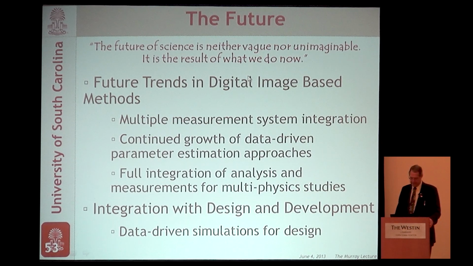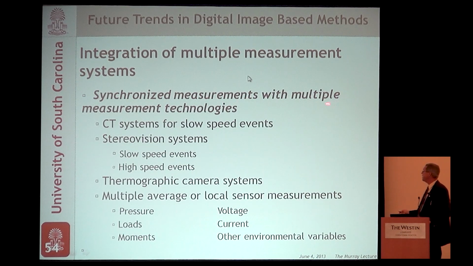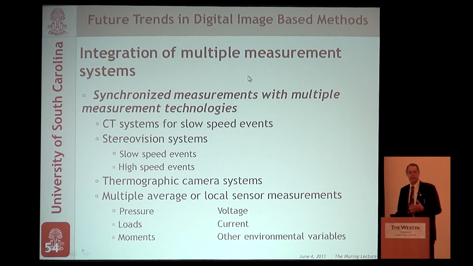Let's talk a little bit more about that. The design and development I'll come back to, that's at the very end. First, integration of multiple measurement systems. Synchronized measurement with multiple measurement technologies. Some of these have already occurred. CT systems for slow speed events combined with stereo vision systems for slow speed events. Thermographic cameras for slow speed events or high speed. And then a range of other sensors. All these combined together in various ways to extract the wealth of information that's now available to us.